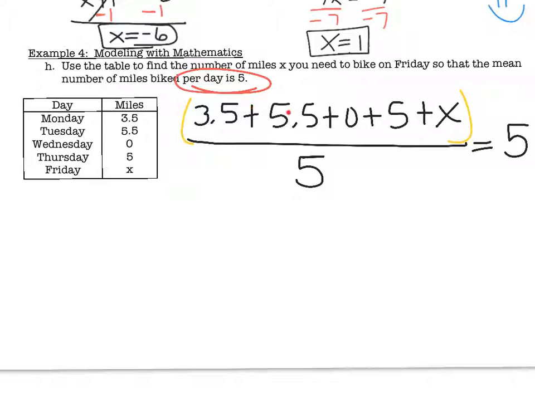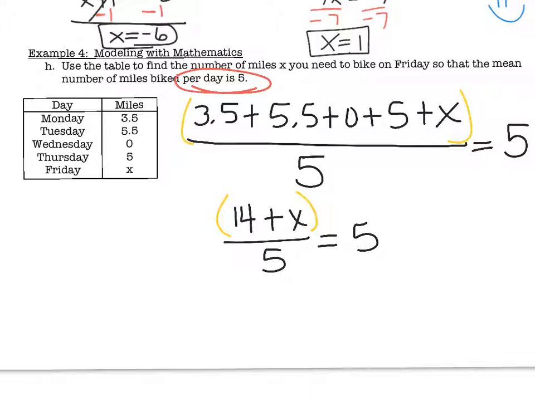So 3½, 3.5 plus 5.5, that gives us 9. 9 plus 0 is 9, plus 5 is 14. So we're going to write 14 plus x divided by 5 is equal to 5. Now, like I said, we don't have to put the parentheses. If you like to visually see them, go for it.